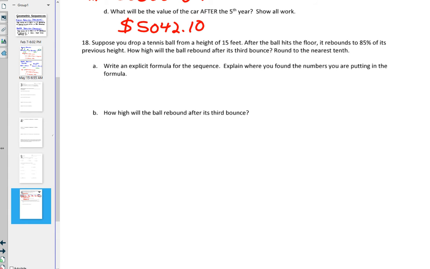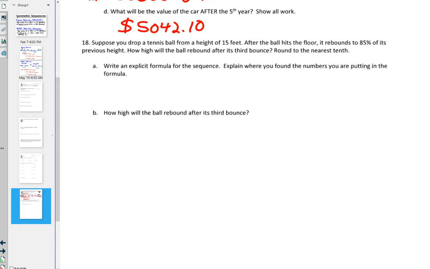Okay. What is the height of the ball dependent on? Last time with the car, the value of the car was dependent on time. Here, what is the height of the ball dependent on? You can't say height depends on height. After the number of bounces. Every new bounce, the ball is not going to go as high as it was before. So here now, we're not going by time, we're counting by number of bounces.